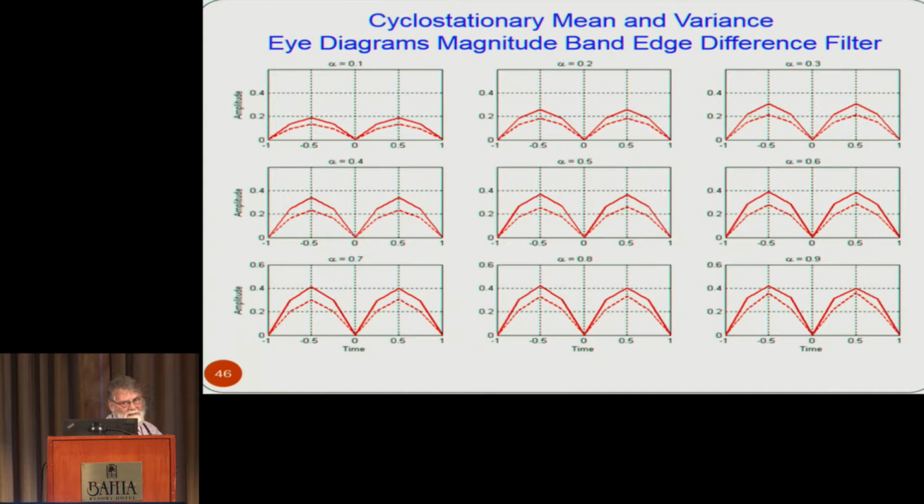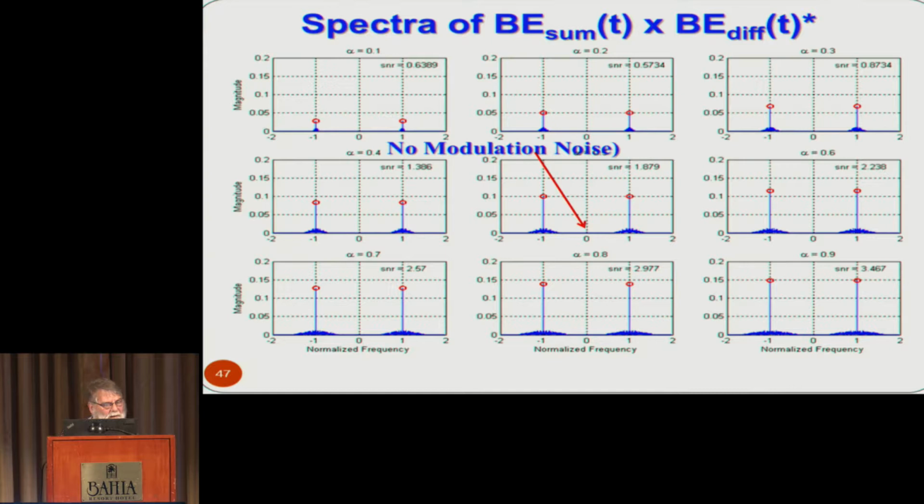Okay, now this is the band edge sum times the band edge difference conjugated, and notice you see the wonderful spectral lines, each one getting higher as you have more excess bandwidth, and you get a little bit of the modulation noise in the bandwidth of the band edge filter. And you filter that out with your loop filter.